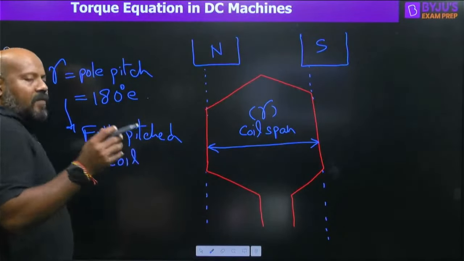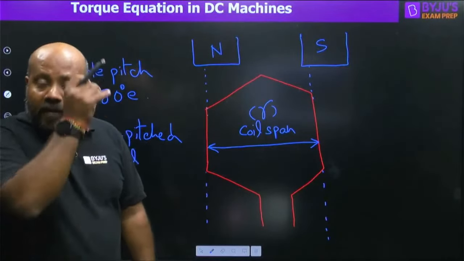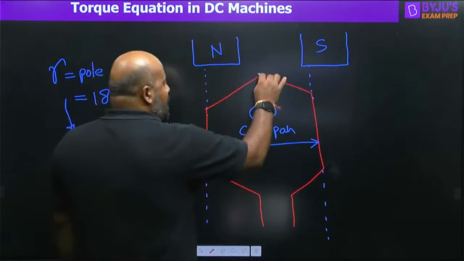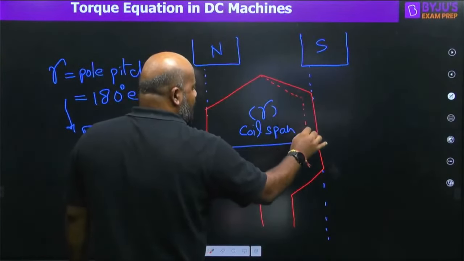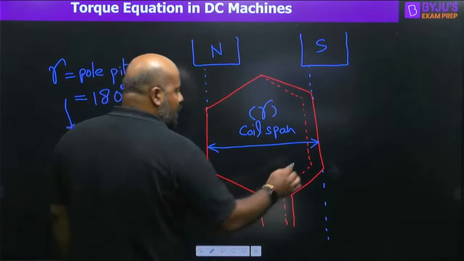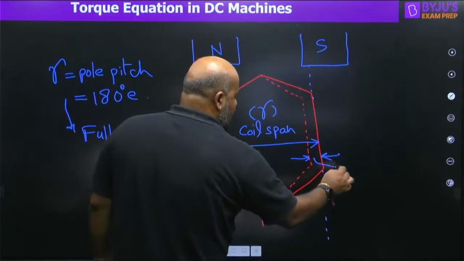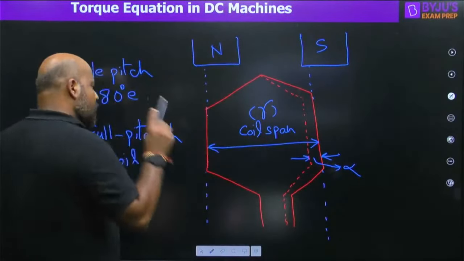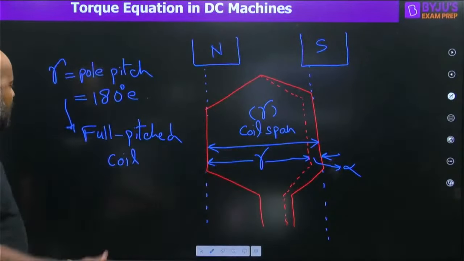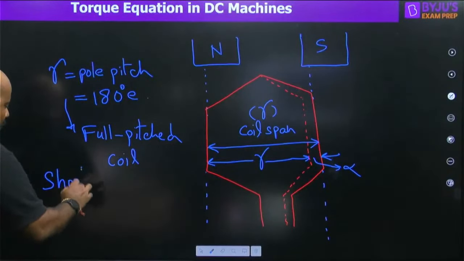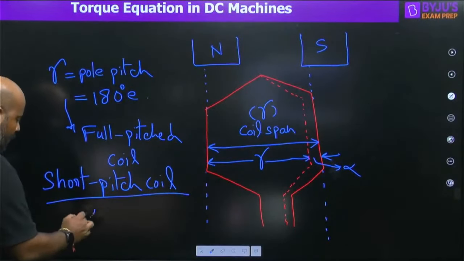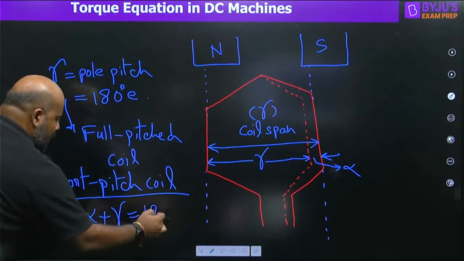But generally, because of various advantages we can discuss later, we have a short pitch coil. In the short pitch coil, we are saving some of the conductor material, and instead of having a full pitch coil, we have a chording angle something like this. Now this angle we call chording angle alpha. So if this is your coil span, this is the chording angle alpha. So can I write for a short pitch coil, alpha plus gamma is 180 degree electrical, yes or no?